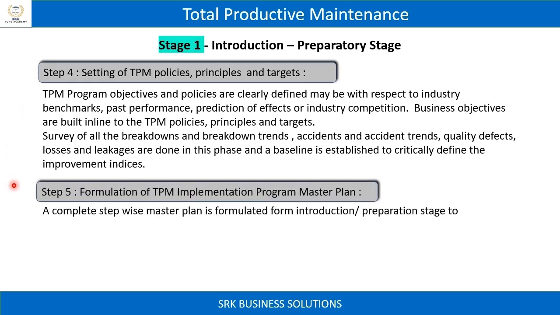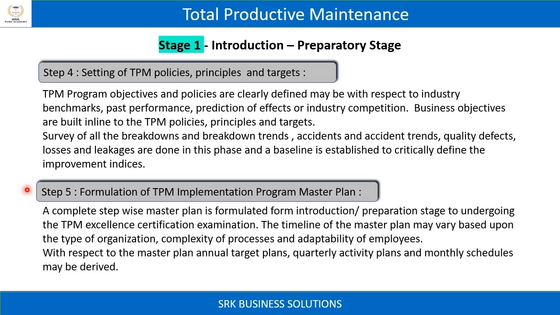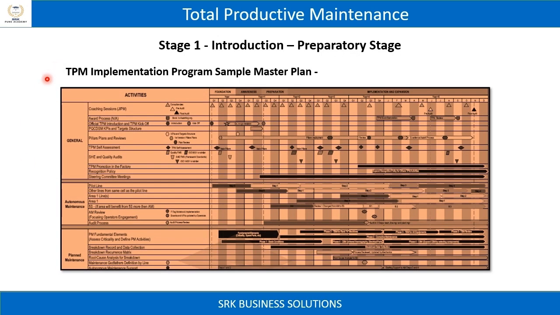Step 5. Formulation of TPM implementation program master plan. A complete step-wise master plan is formulated from introduction preparation stage to undergoing the TPM Excellence Certification examination. The timeline of the master plan may vary based upon the type of organization, complexity of processes, and adaptability of employees. With respect to the master plan, annual target plans, quarterly activity plans, and monthly schedules may be derived. The image shows a complete stepwise sample master plan for the TPM implementation program.